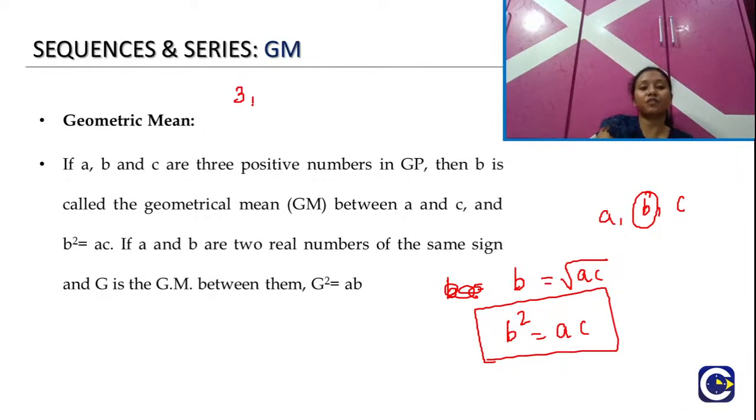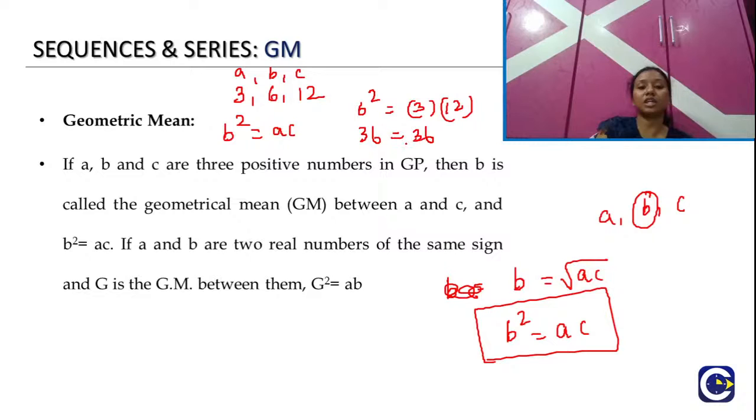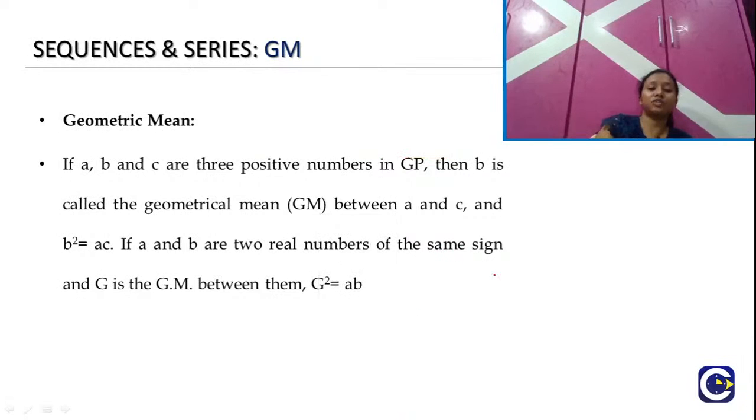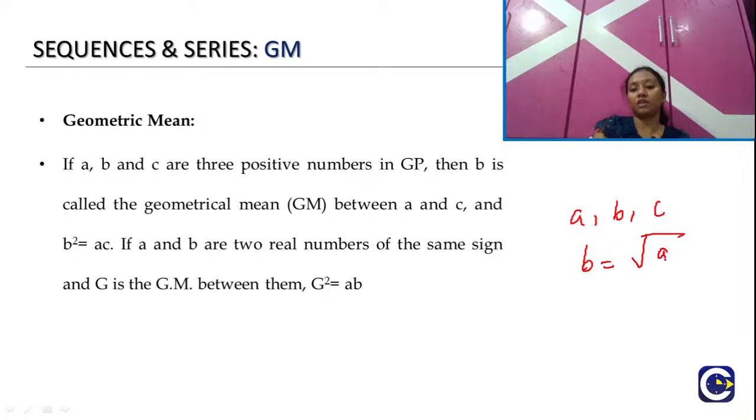In the previous example we saw 3, 6 and 12. If these are A, B and C, then accordingly B square should be equal to AC. That means B square is 6 square, and A here is 3 and C is 12. So 6 square is 36 and 12 into 3 is also 36. That means it is satisfying our condition, that is B square equal to AC. So if we have three positive numbers A, B, C, B will be the geometric mean, which is given by root over AC, from where we get the condition B square equal to AC.